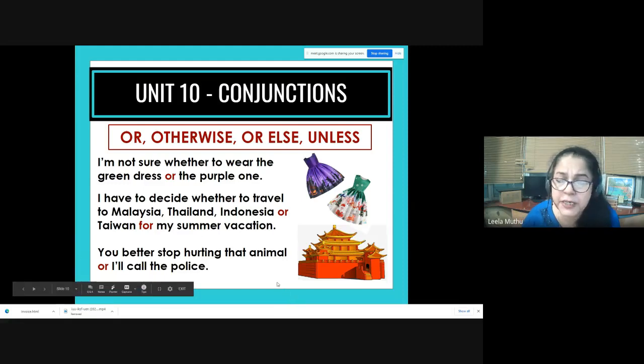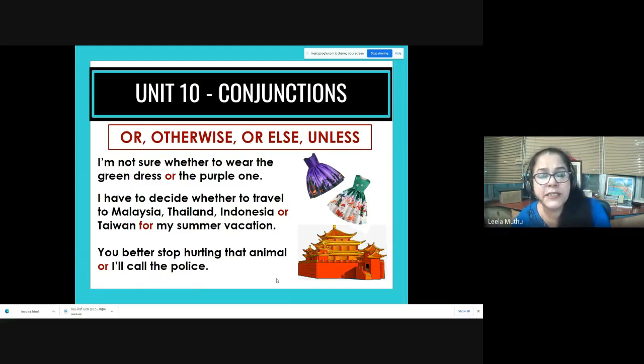You better stop hurting that animal, or the result will be that I'll call the police. You better stop hurting the animal, otherwise I'll call the police, or else I'll call the police. Or if you start with unless, you'll say, unless you stop hurting that animal, I'll call the police. So all these conjunctions show an action which has happened, and unless it either starts or it stops, the results will be this.